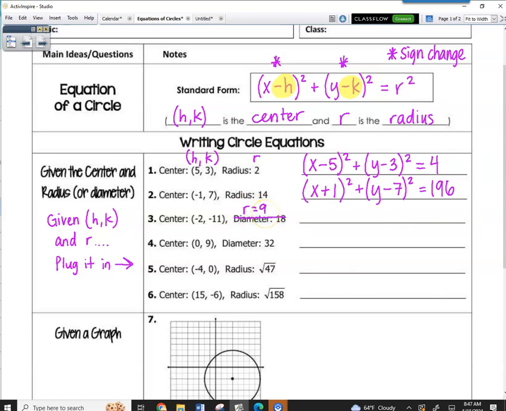9. So notice I marked through that because I don't want to look at the diameter. I want to know the radius. I have to know the radius. All right, so you write the equation.